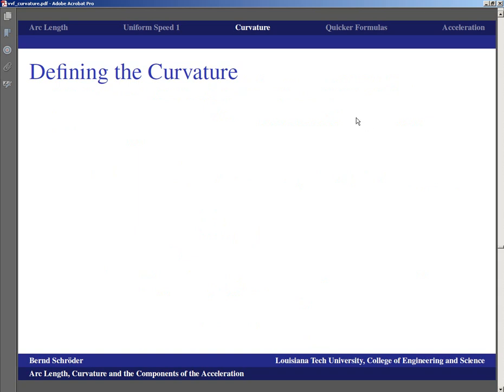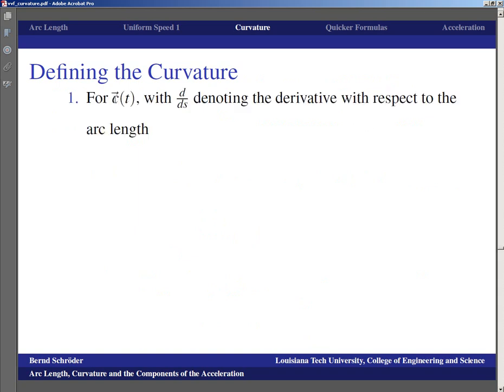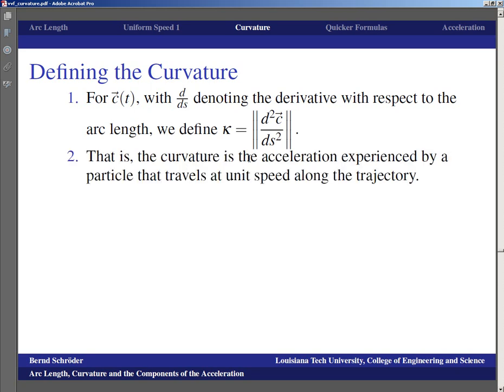So now we can actually define the curvature. And so for a curve c of t with derivative with respect to s, denoting the derivative with respect to the arc length, we define the curvature to be the magnitude of the second derivative of c with respect to the arc length. That is, the curvature is the acceleration that is experienced by a particle that travels at unit speed along the trajectory. So it's very much this idea that I promoted at the beginning of the presentation, that curvature is basically related to the acceleration that you would experience as you travel along the curve.